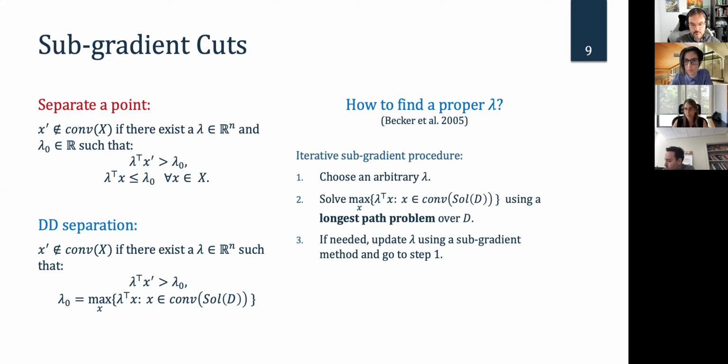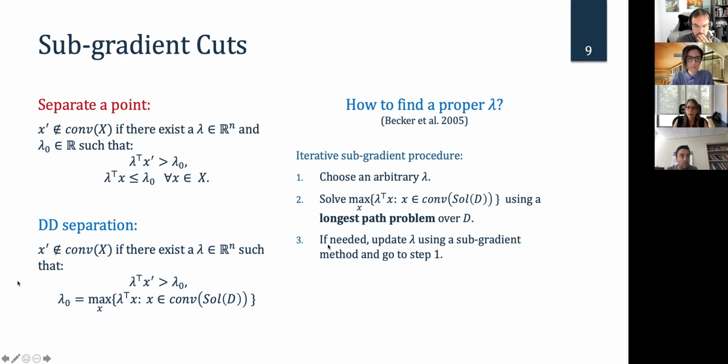And the good thing is that it's quite simple. We just need to use an iterative subgradient procedure. This is just the main idea. Basically, what we do is that we choose any lambda that we want, an initial point. Then we solve this maximization problem. It looks very intimidating because we're saying X in the convex hull of the decision diagram, and so on. But actually, the only thing that we need to solve here is a longest path over the decision diagram, where the coefficients are whatever lambda we choose at the beginning.